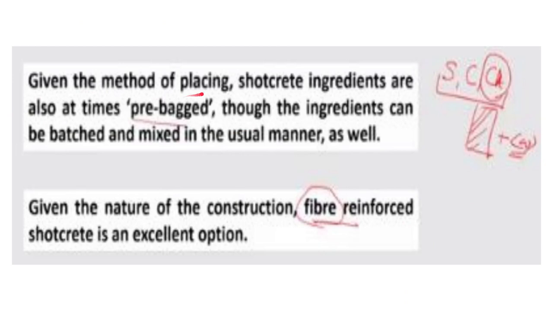Given the method of placing, shotcrete ingredients are also at times pre-bagged. They can be batched in bags itself, so batching at site is not required. They can be directly measured and bagged, so that you can directly open the bag and make the shotcrete. But the ingredients can also be batched and mixed in the usual manner, that is at the place of construction. So it can be pre-bagged, or it can be batched and mixed in the usual manner on the location itself.